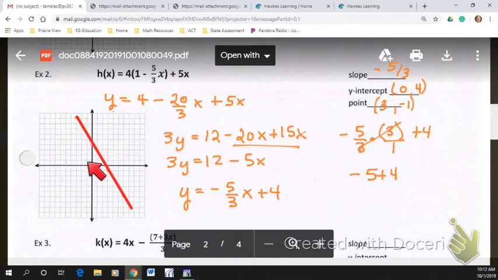So then you can look at your graph. Is the point 3, negative 1 on our graph? Is it? Yes. Okay. Yep, it is. All right, everybody okay with that? Example 2.